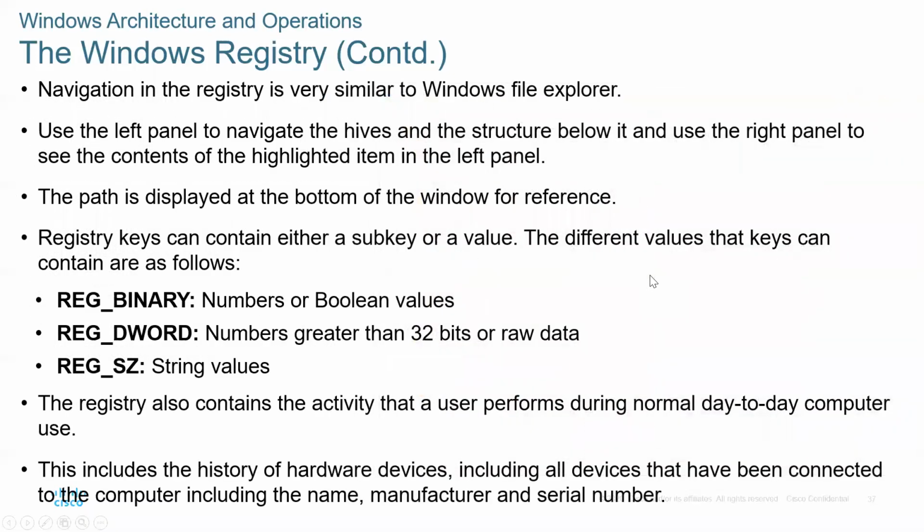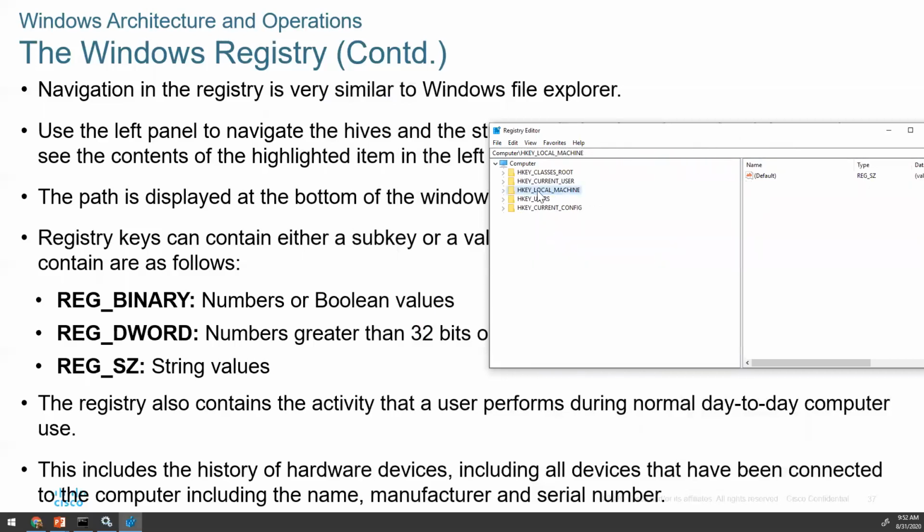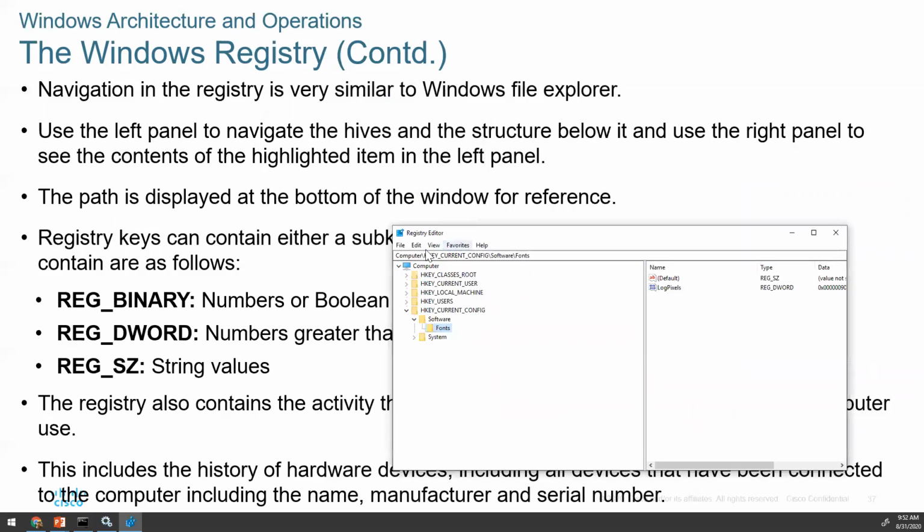All right, so the navigation of that registry is very similar to Windows File Explorer, as you saw. The left-hand side will navigate those hives, which we can see over here on the left. And then the path is displayed across it. So if I open this and go to software, you'll notice that you see this path go all the way across. It says at the bottom, but it can also be at the top. It just depends on the layout, as you see here.